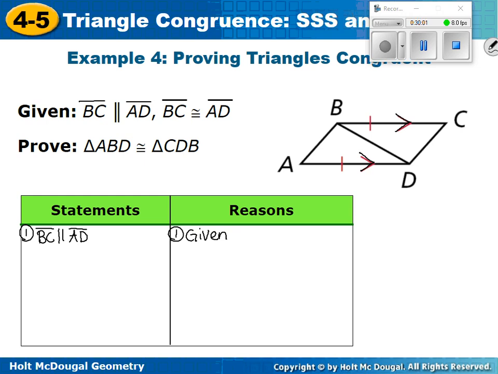The only thing I know right now is that these two lines are parallel. They've added in these markings, but I haven't written that down yet. If these two lines are parallel, then this is my transversal. What could I say next?